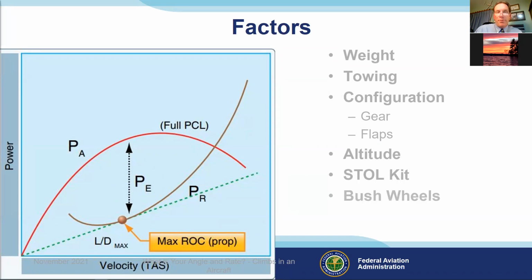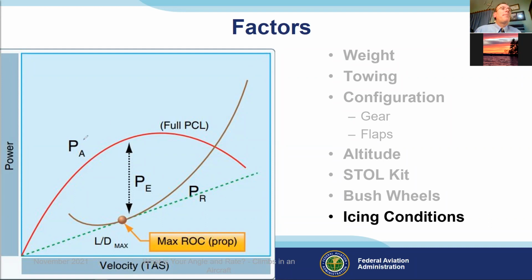I do want to get to bush wheels. We talked about that. Same type of thing. We're going to see something similar in the power required curve to what we saw in the power available curve. But where I really do want to bring up is, let's think about the icing conditions, such as that 172 I showed you earlier. And this is where you get the whammy effect. This is why you want to be careful out there.